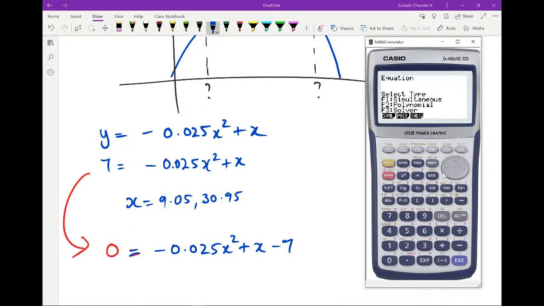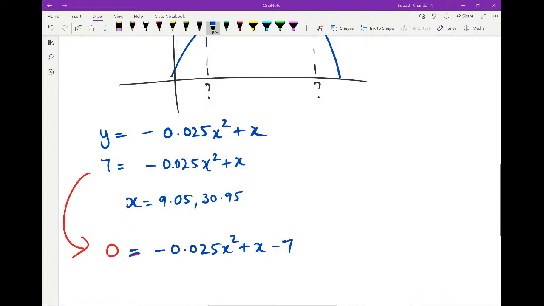If I go F3 solver, right? Let's try it out. So negative 0.0025x squared plus x equals 7, right? Let's try that. Now, see, it's only giving that one answer. It's not giving us the other answer. I was just trying to find out. Sorry, Moy. I was just trying to find out at what point.